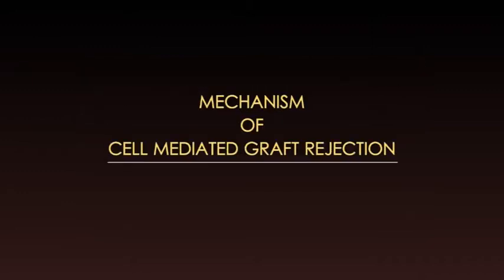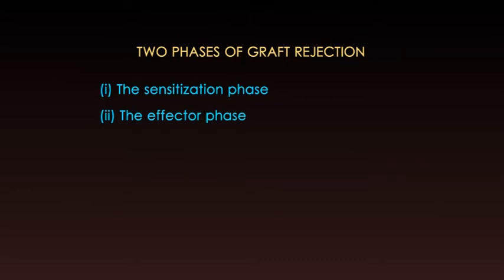Mechanism of cell-mediated graft rejection. The primary cells involved in graft rejection are the T cells, the CD4-positive and the CD8-positive T lymphocytes. Both the delayed type hypersensitivity reaction mediated by CD4-positive T cells and cell-mediated cytotoxicity of CD8-positive T cells are implicated in graft rejection. The process of graft rejection involves two phases, the sensitization phase and the effector phase.